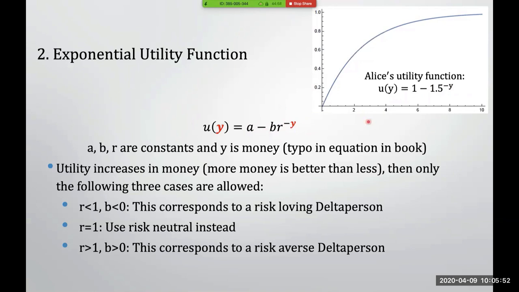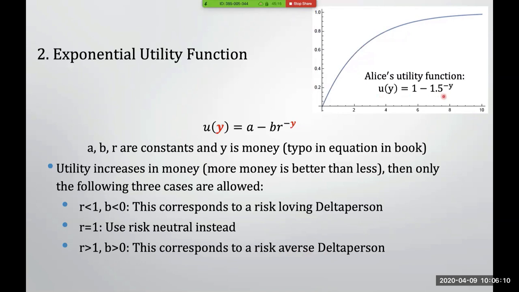So this is one utility function that takes the exponential utility function form. And as you can see, r is equal to 1.5. That corresponds to a risk-averse delta person. And this blue line is the graph of this utility function.